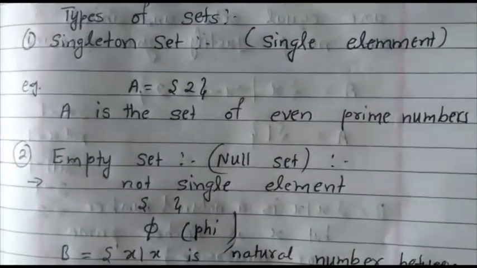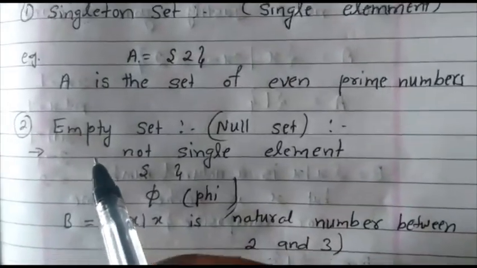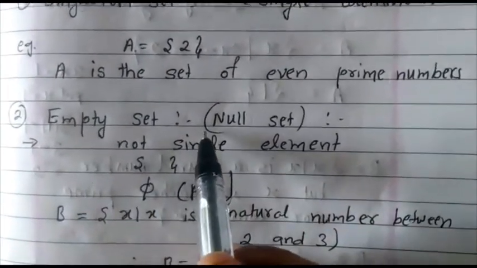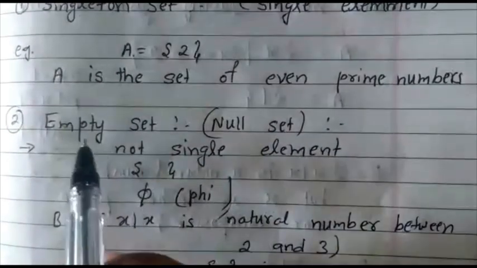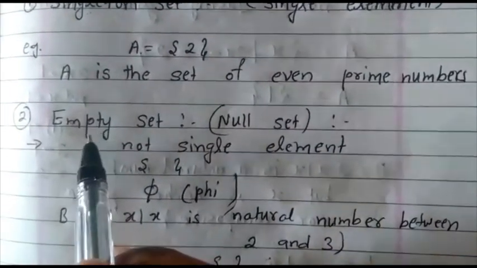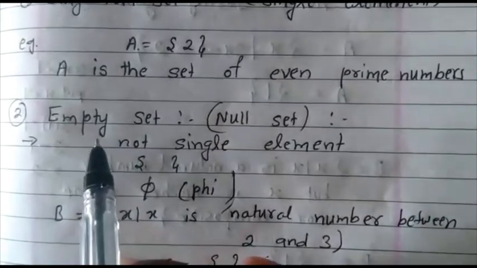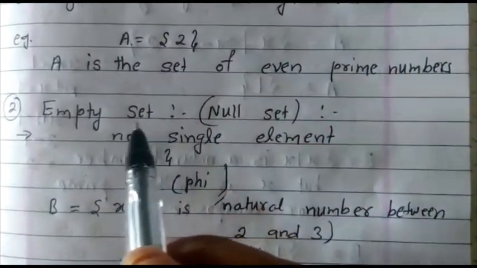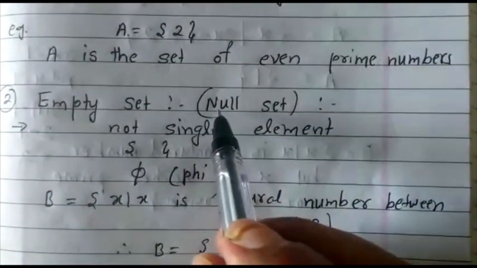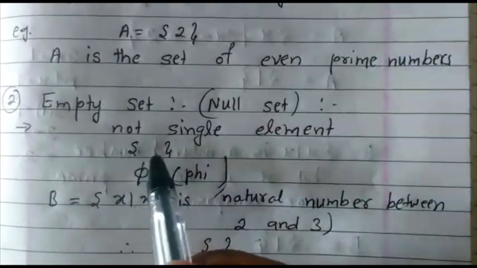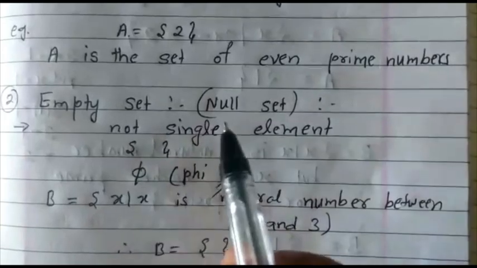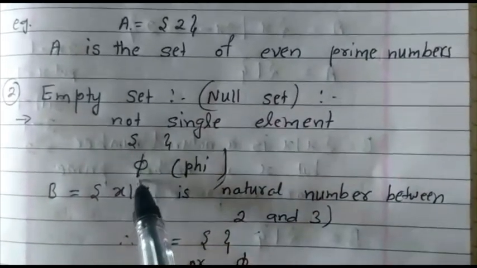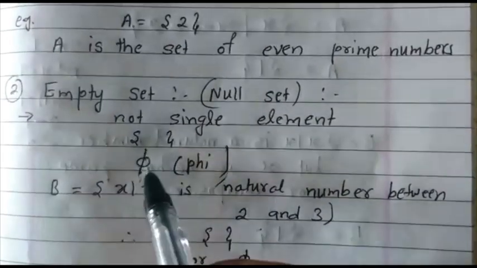Now come to the next type, the second type, which is known as an empty set. An empty set is also known as the null set. Empty means what? No value. So if a set does not have a single element, that is known as an empty set or null set. How to write it? Just put the curly brackets with no elements, and this is also written as phi. This sign is known as phi.